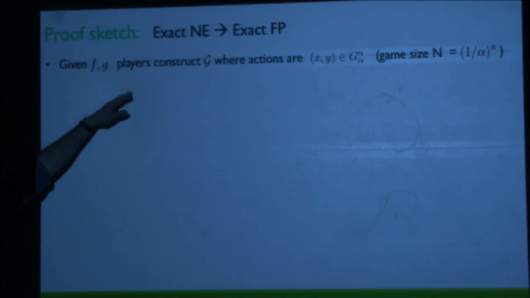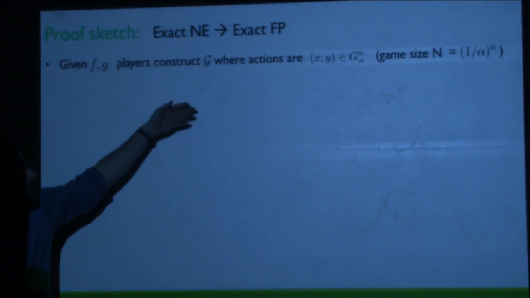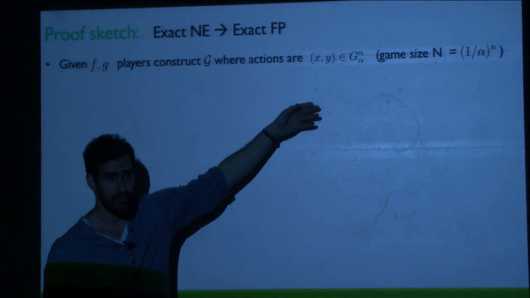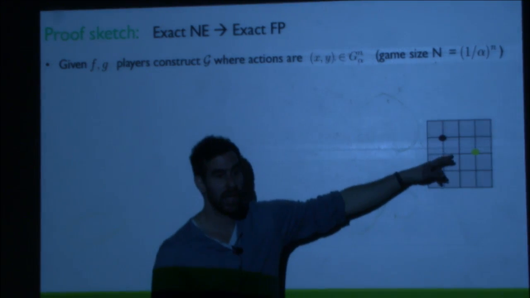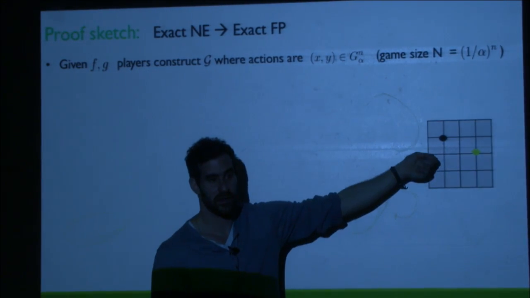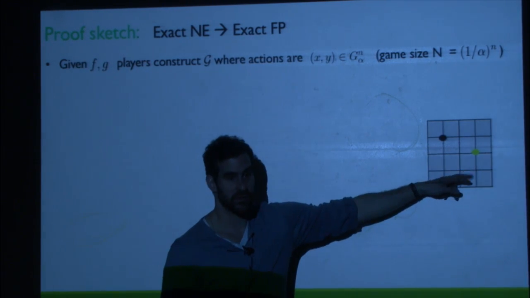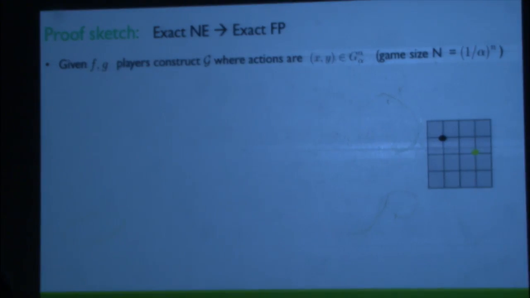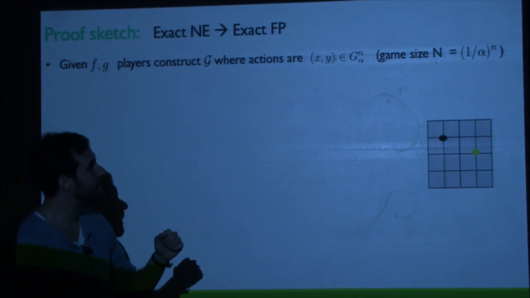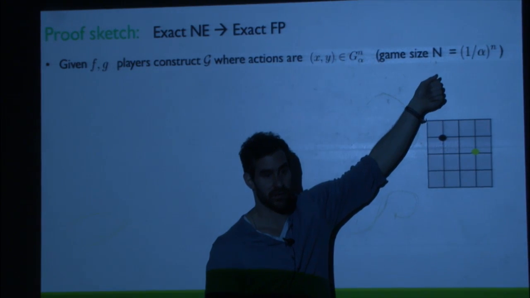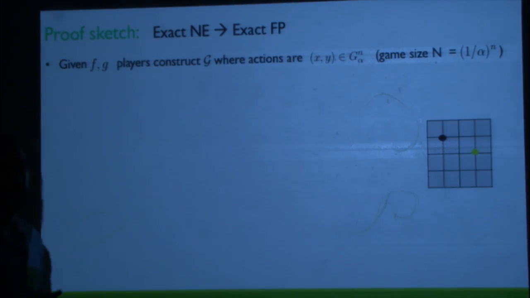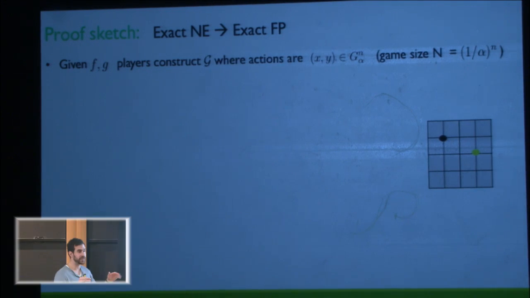Alice and Bob construct the following two-player game G, whose actions are all the points in the n-dimensional alpha grid. So Alice gets to choose a black point in the alpha grid of the n-dimensional cube, and Bob gets to choose the green point. So the number of pure strategies here is exponential in the dimension n, because we're allowing all the points. And whatever I'm going to say here, the players are imagining this. Everything is in their mind. There is no communication in this step.